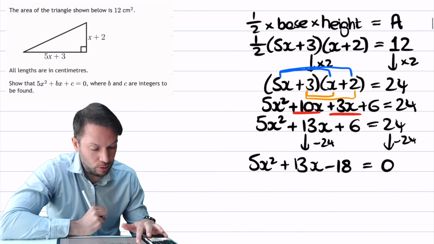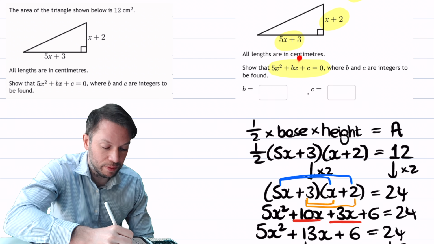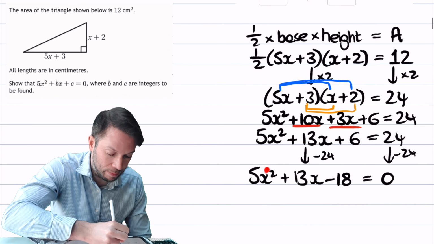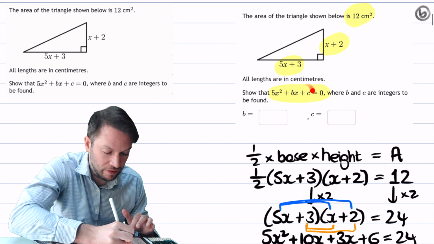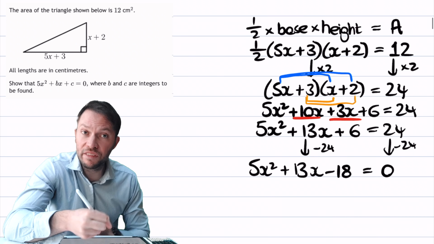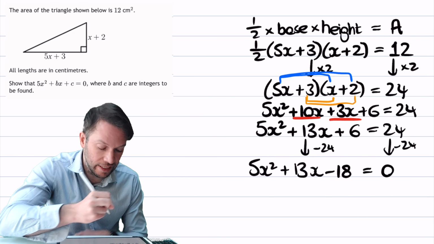And there we go. We've now got an equation in this required form. 5x squared plus something x plus something equals 0. You might think, well, we don't have plus something here. We don't have a plus c. We've got minus 18. But that's okay, because the minus 18 you could think of as plus negative 18.